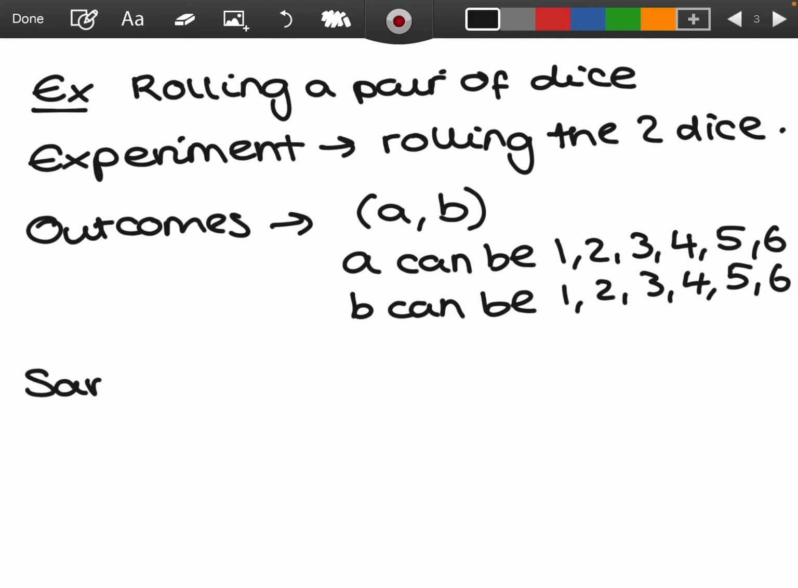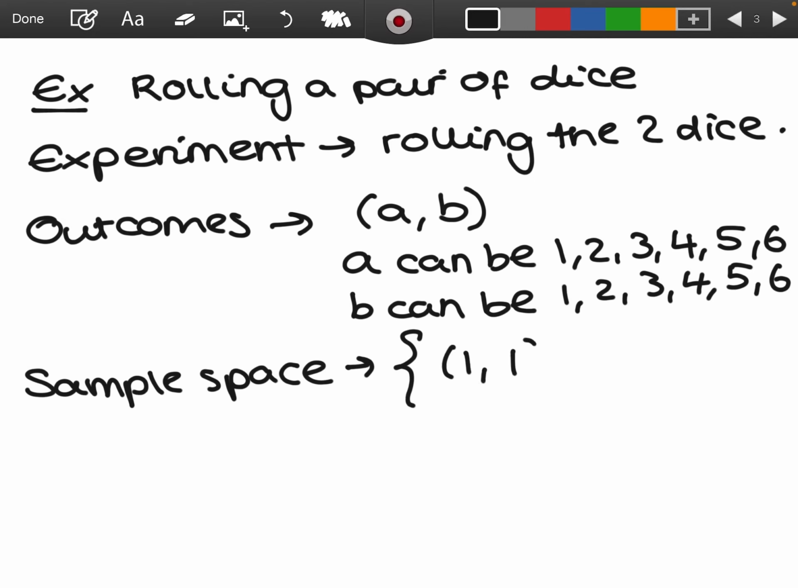So that leads us to our sample space. What is our sample space? There are 36 different outcomes that you can have here. I'm not going to do all of them, but I'll start off what our sample space would be.